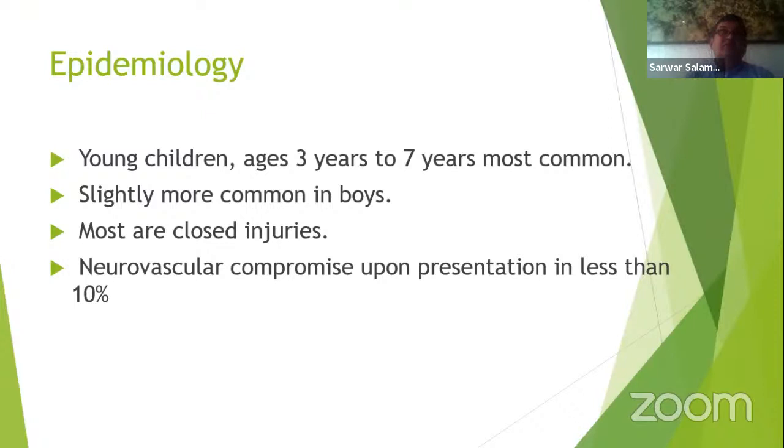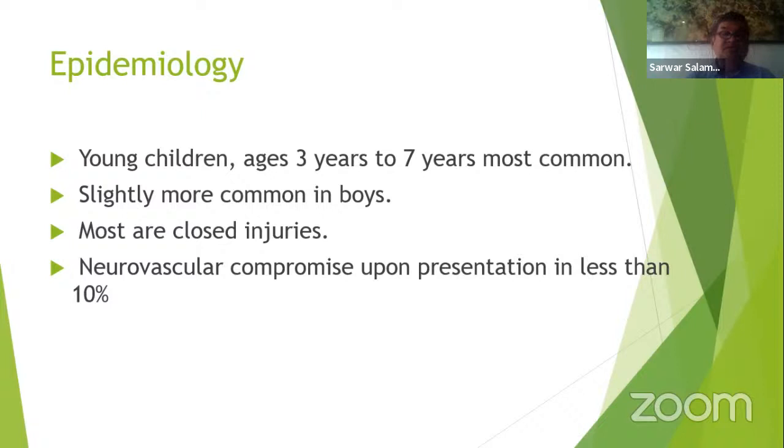It's one of the commonest fractures in children, and of course, the commonest elbow fracture. Between 3 and 7 years, it is most common. And like all other pediatric fractures, it is more common in boys because they are physically more active than the girls. Almost all of these are closed injuries. Very rarely these are open. There could be neurovascular compromise in quite a good number of cases.